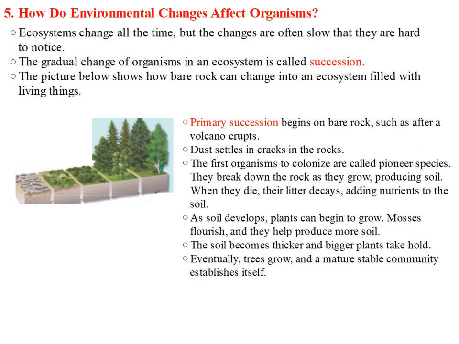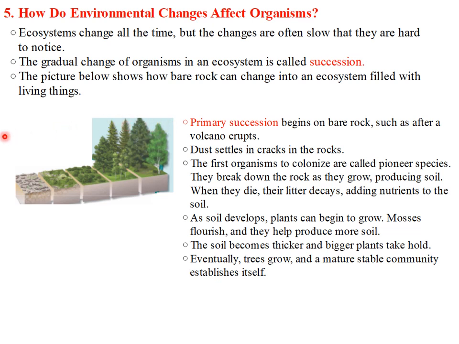Now we are going to see how environmental changes affect organisms. Ecosystems change all the time, but the changes are often so slow that they are hard to notice. The gradual change of organisms in an ecosystem is called succession. The picture below shows how bare rock can change into an ecosystem filled with living things.